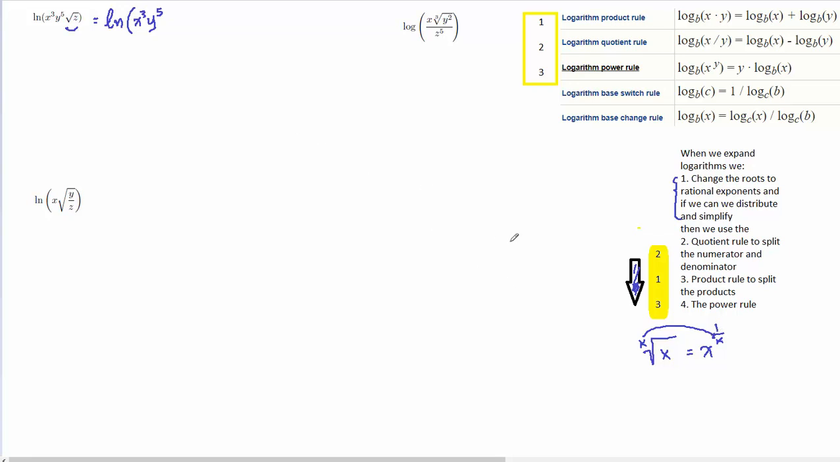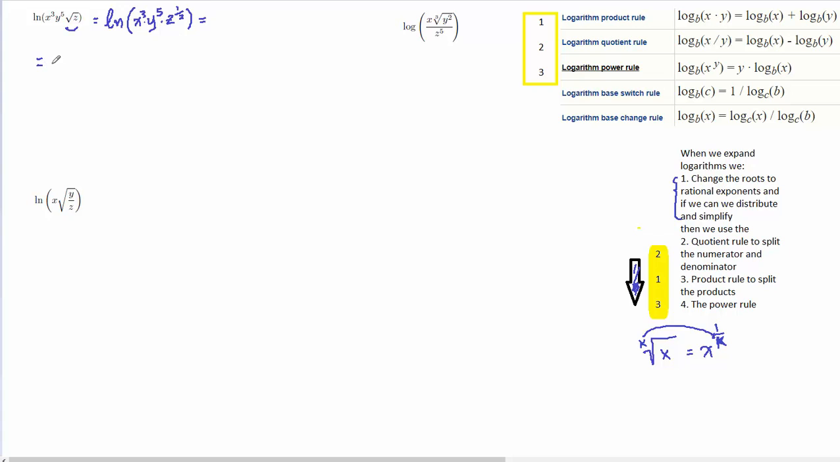Right here you have the k. So instead of having the square root of z, where the radical is 2, I'm going to write it as z to the 1/2. Okay, so right now I have a product of different powers of variables. I don't have any quotient, so I can skip the first step. I'm not going to apply the quotient rule because I don't have any fraction here.